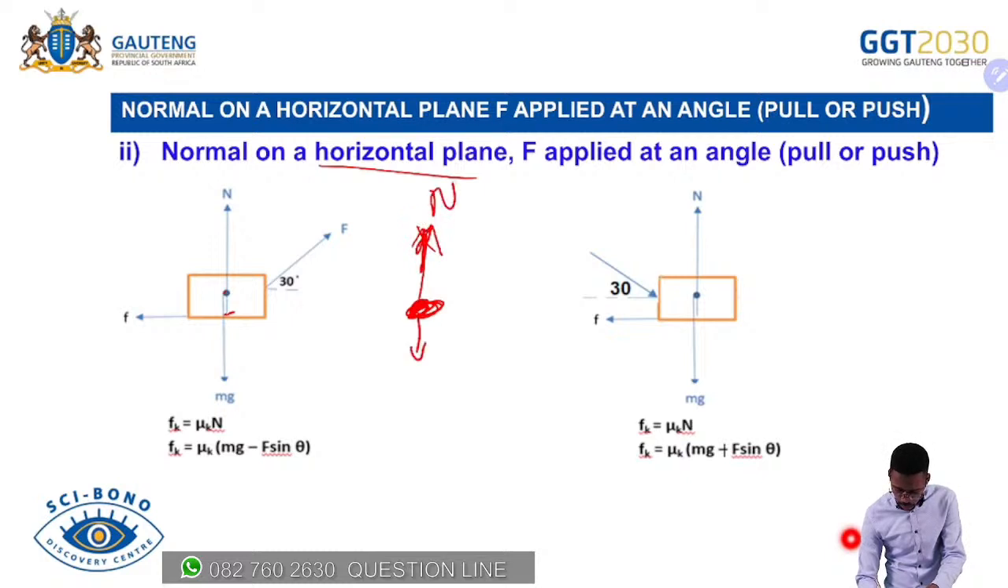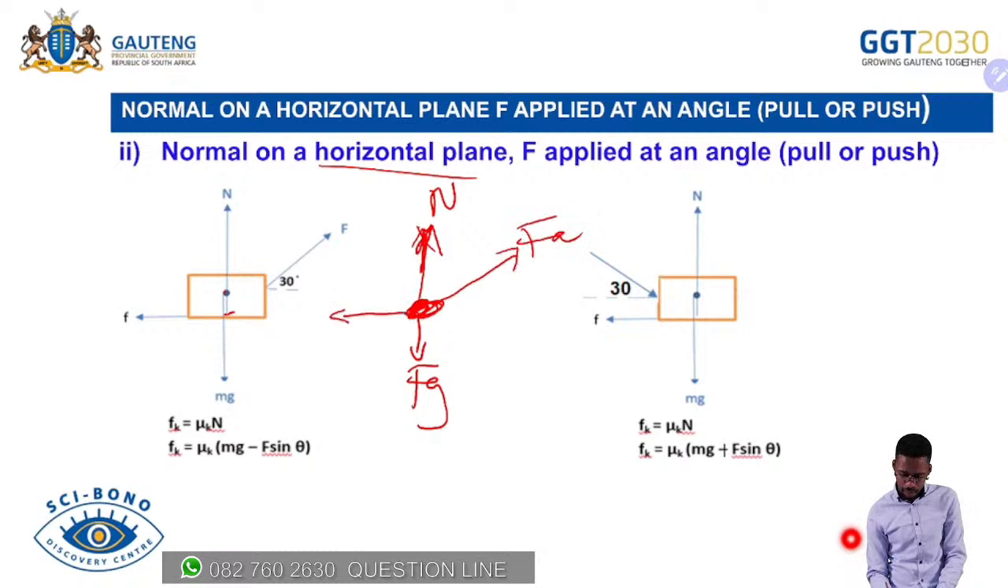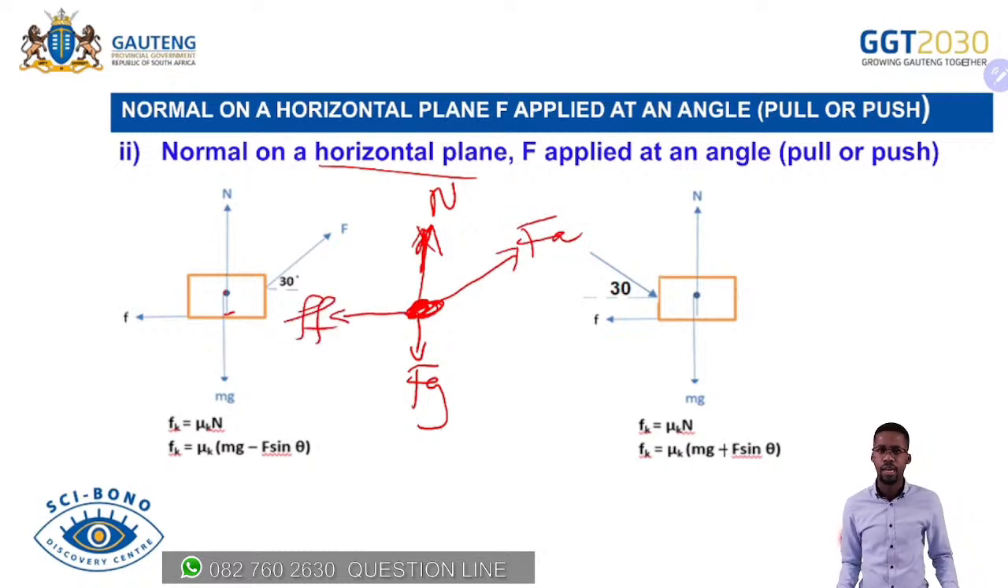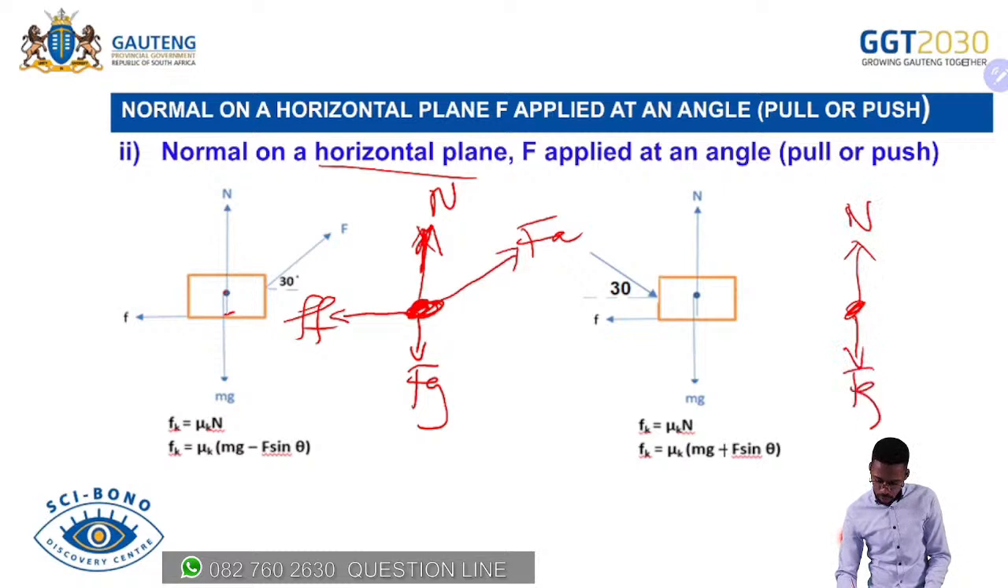And our force of gravity is going down. And then you'll have the applied force at a certain angle. And then you'll have the frictional force in the opposite direction. So that is very important. And you can resolve the applied force into two components, where we have the normal force and the force of gravity.